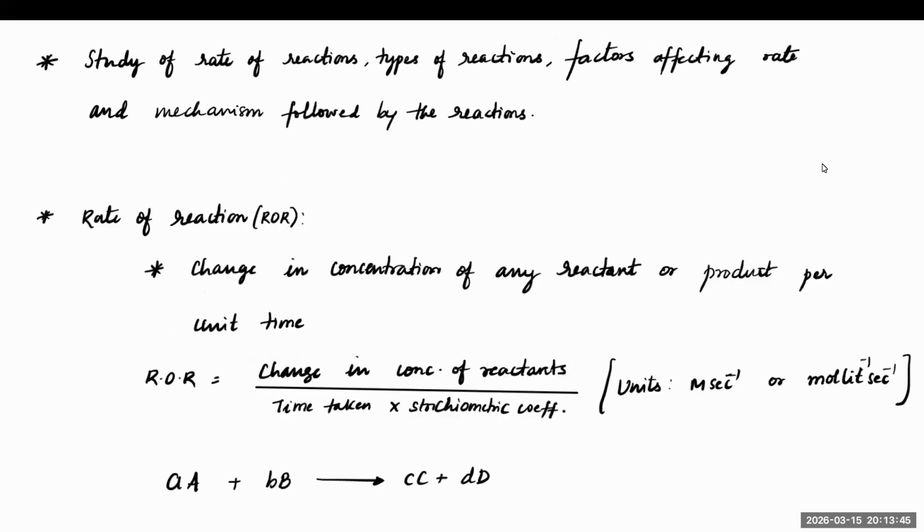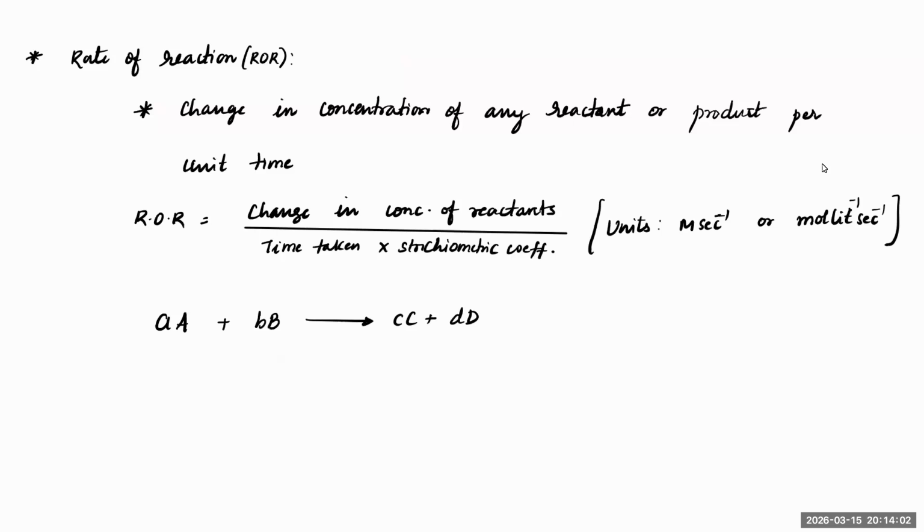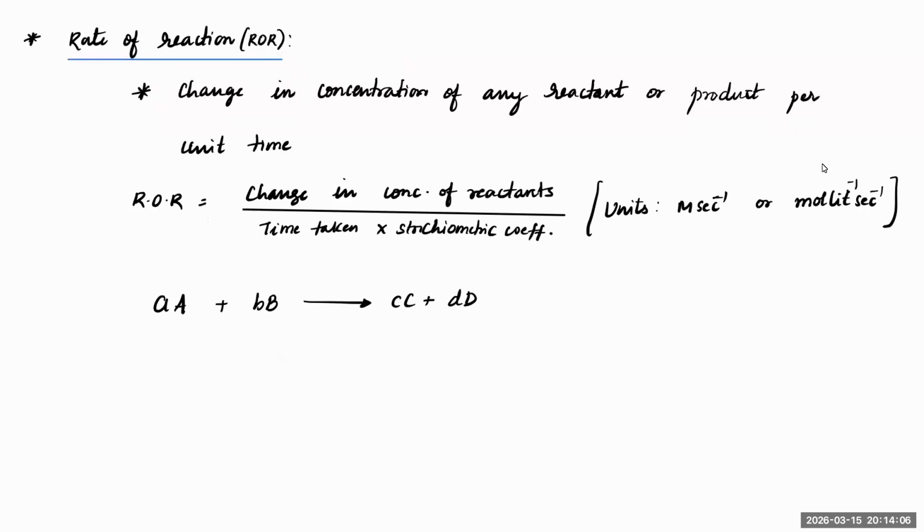Right? See, chemical kinetics mainly deals with the factors in the reaction and what is the mechanism followed by the reactions. Now, the terms like rate of reaction come in more often, which we discuss here.